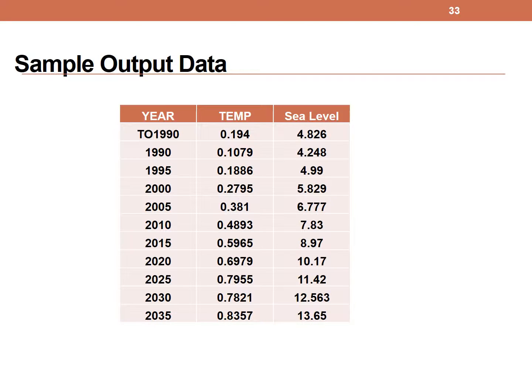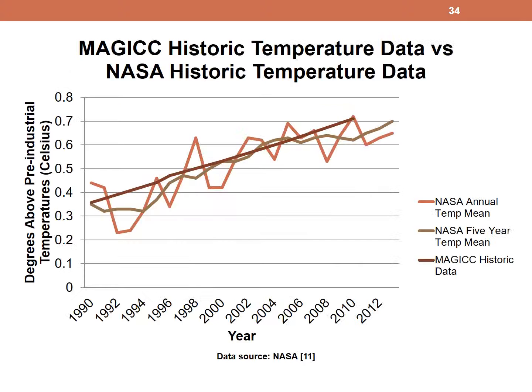Here is a sample output data that shows past and current as well as future predictions on temperature and sea level. To verify and validate the data that was gathered by MAGIC, it was plotted against NASA's annual temperature mean and the 5-year temperature mean, and as you can see follows a similar trend, which gives us confidence in the data that the model provides.